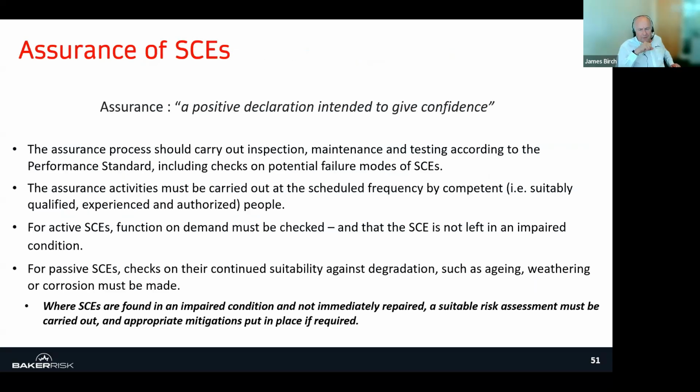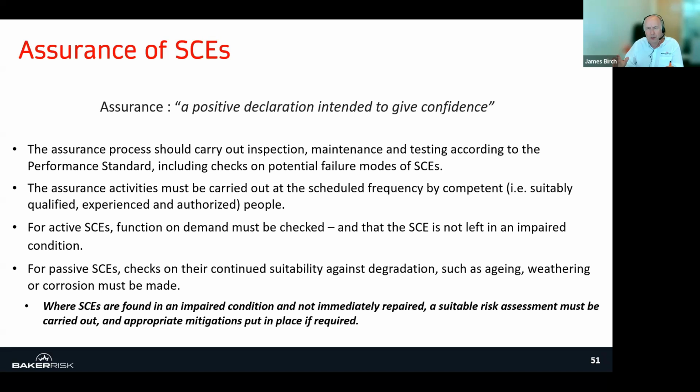So let's just define what we're talking about for a minute. Assurance, the definition is it's a positive declaration to give you confidence. This is what we're talking about when we're talking about inspection, maintenance, and testing. Because where we have active SCEs, we're testing them on demand. Do they give the result we need? But where we have passive SCEs, we're checking that they've not degraded, they've not aged, our blast wall has not had holes drilled in it for some reason.